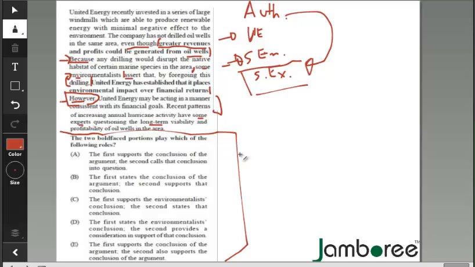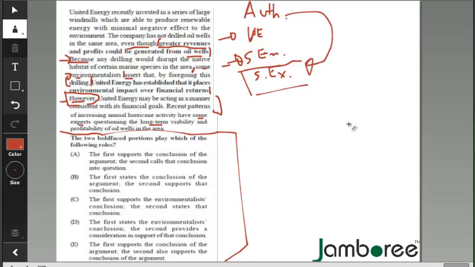Now let's read the first portion only. Let's look at the first boldface only. Okay, what is the first boldface? Greater revenues and profits could be generated from oil wells. Okay, that is the first boldface. Option A says the first supports the conclusion of the argument. Yes or no?